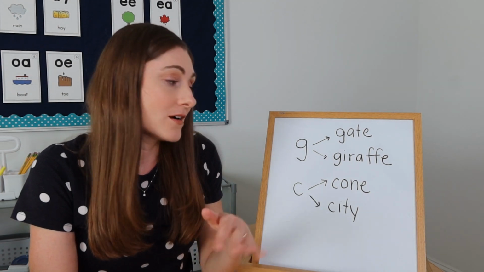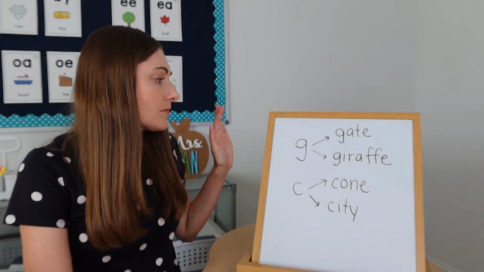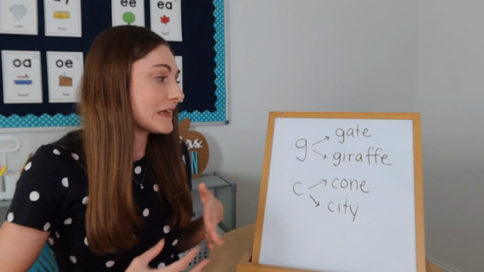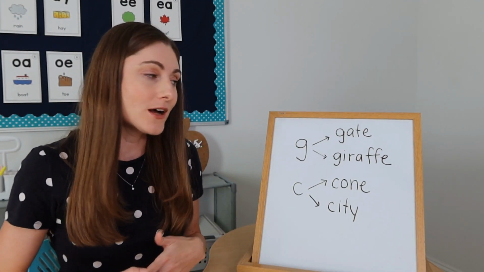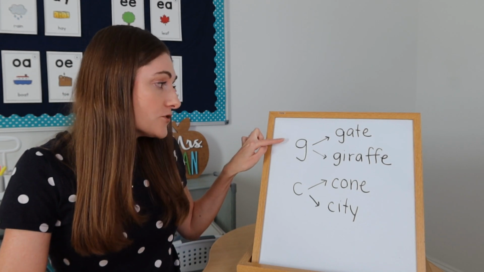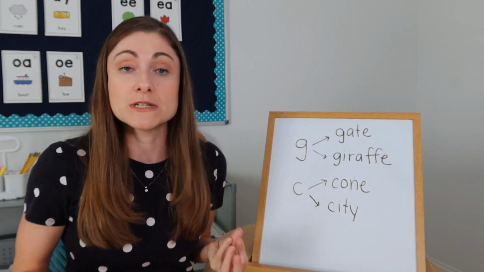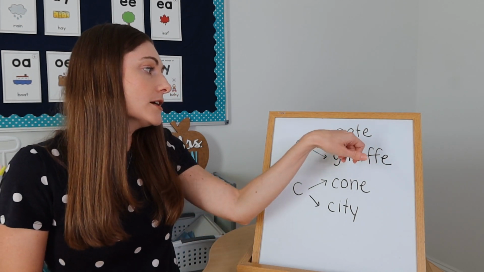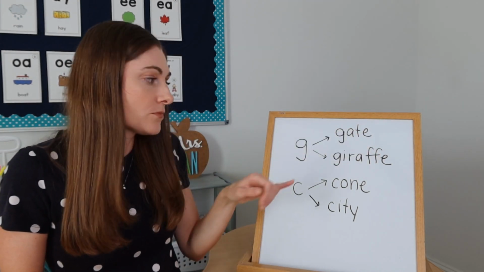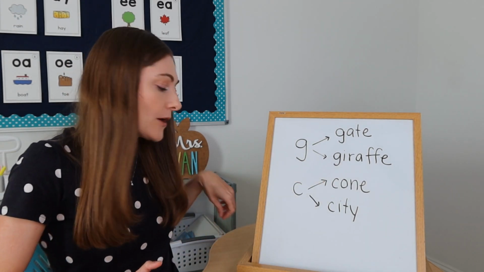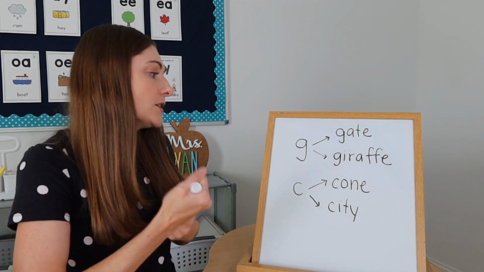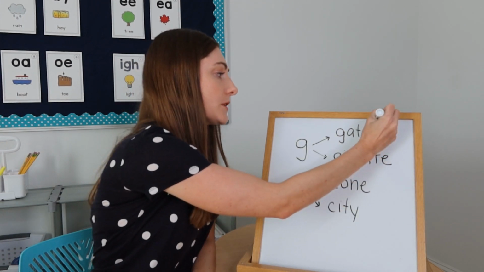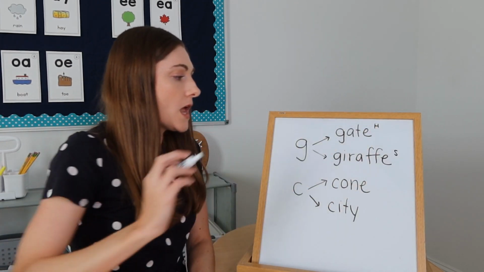Okay, so hard and soft G and C. You probably know this already, even if you haven't necessarily used the terms hard and soft. So the letter G can represent two different phonemes or make two sounds. It can say G like in gate or J like in giraffe. So this is the hard sound and this is the soft. I'll put H and S.